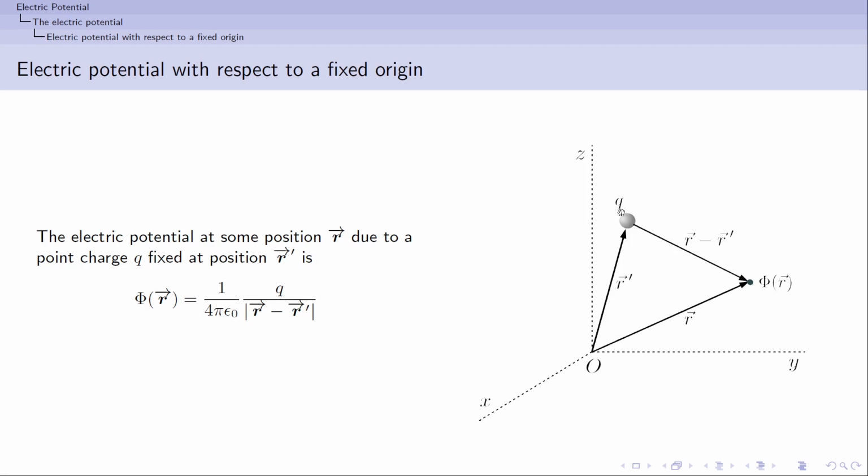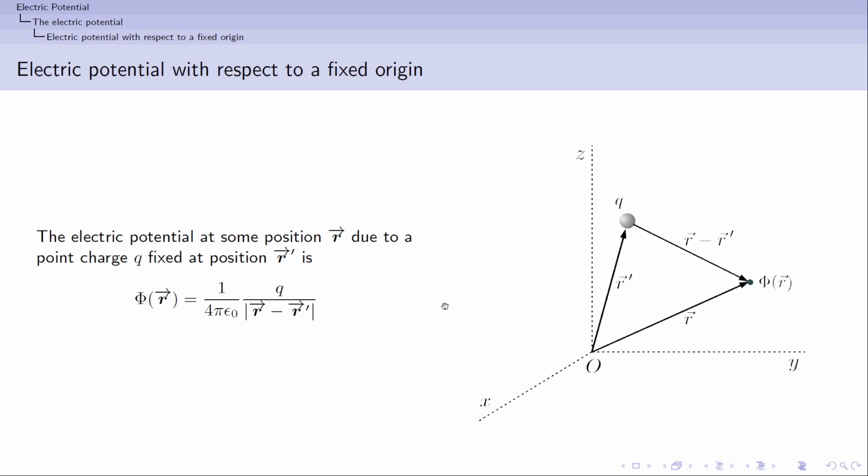So what is the separation vector? The separation vector is R minus R prime. So we are only interested in this distance, which means we need to find the modulus of this quantity. So that is going to be equal to 1 by 4 pi epsilon naught, times the charge, divided by this separation distance, which is modulus R minus R prime. So this is the electric potential with respect to a fixed origin due to a point charge.